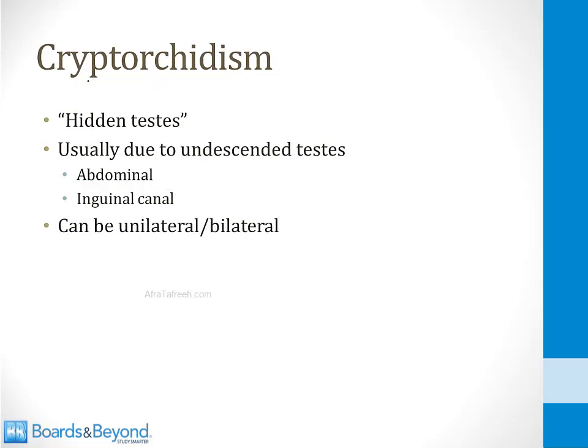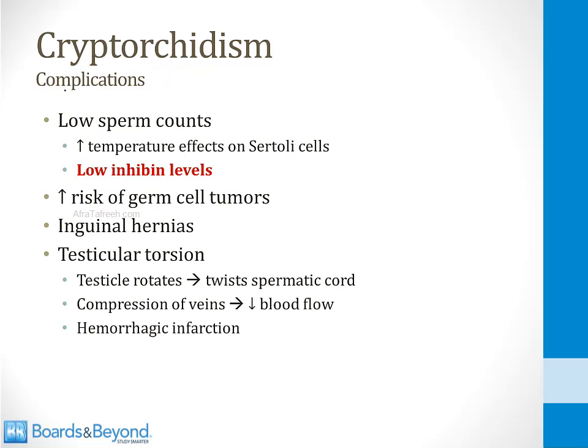This is important in the disorder called cryptorchidism, which literally means hidden testes. This is usually due to undescended testes that remain in the abdomen or stay in the inguinal canal and do not travel all the way into the scrotum, and it can be unilateral or bilateral. In either case, the testes will be exposed to higher than normal temperatures. Now that you understand that, you can understand some of the complications of cryptorchidism. So undescended testes lead to low sperm counts. That's because of the effect of higher temperature on the Sertoli cells. In addition, there will be low inhibin levels, and I've bolded this because this is the type of thing they like to ask you on step 1.